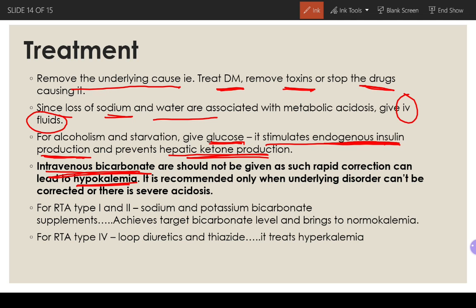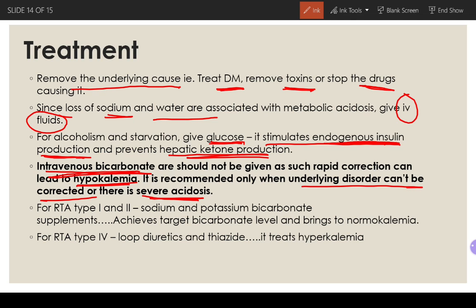So it is not a first resort, but it is definitely recommended when the underlying disorder cannot be corrected or there is a severe acidosis. So only then should intravenous bicarbonate be used, otherwise it's not one of the first choices.